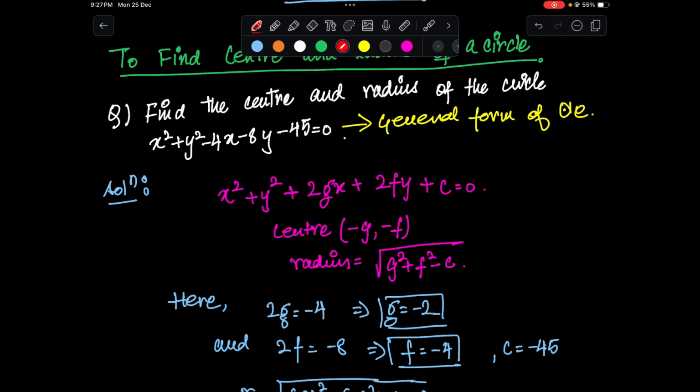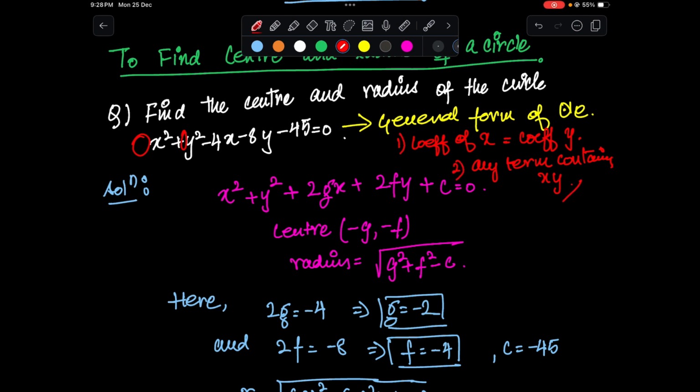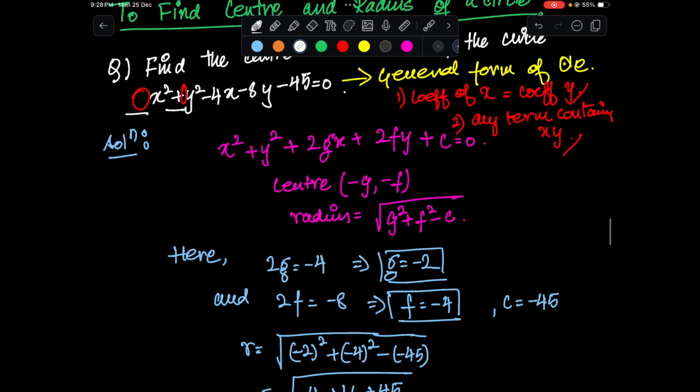And the note that we should take here is: in the general form of a circle, the coefficient of x square and y square will always be equal. So the coefficient of x square has to be equal to the coefficient of y square. And there should not be any term containing xy. Right? This should not happen. Only then can we say it's an equation of a circle, otherwise it's not. If the coefficients are different over here, then it's not an equation of a circle and we cannot use this method to get the center.